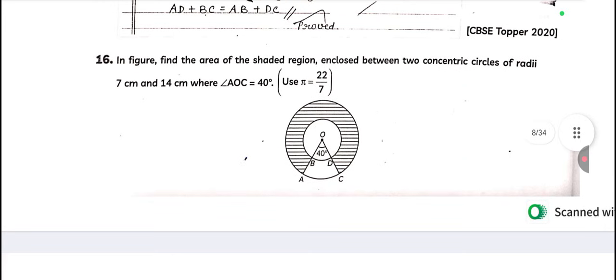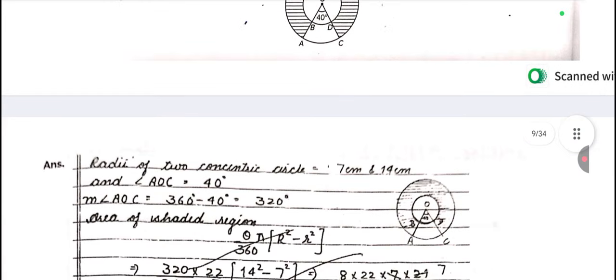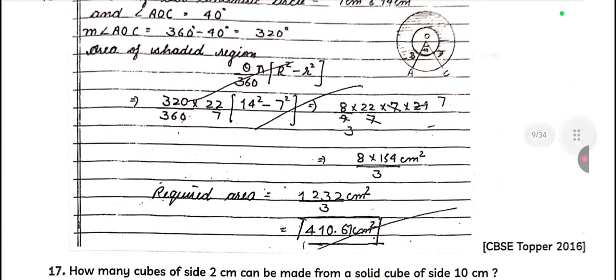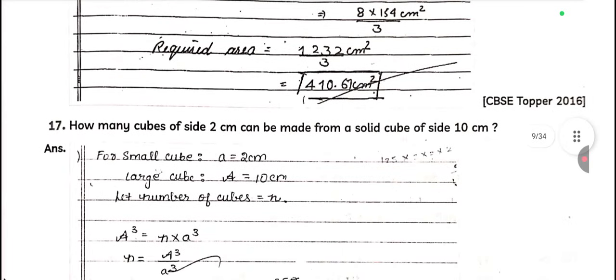And shaded region, children, so they have controversy. Some shaded region is not there, but I don't think so. It's easy now. So theta by 360 pi into r square minus r square. Circular region formula, you just apply and you can get this answer. This was asked in 2016.